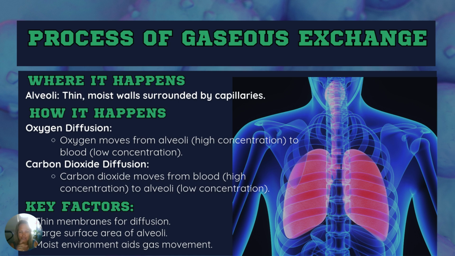So the key factors for this gaseous exchange are that the walls of the alveoli are incredibly thin. That allows for that easy diffusion. Also, the alveoli are really bubbly, and that's to create a really large surface area so that so much exchange can happen in one place. It's really moist, and that really aids that gas diffusion, and the close proximity of the capillaries to the alveoli. So there are lots and lots of capillaries that are really close to the alveoli, ready and raring to go for that gaseous exchange.